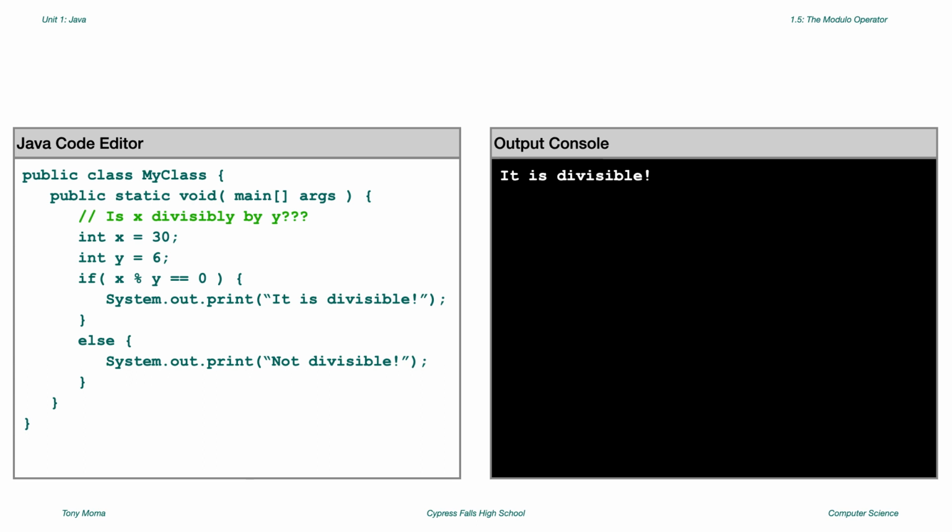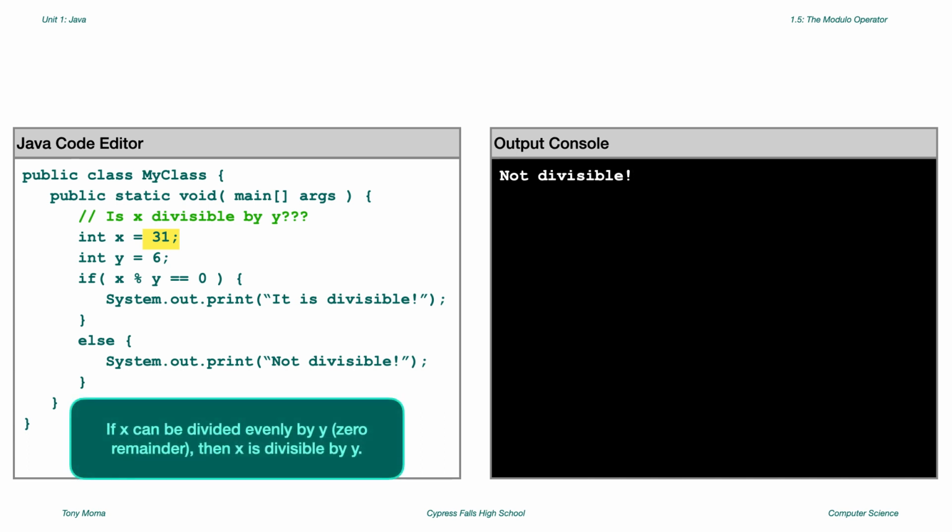Now, why is that? Well, we already know that 30 is divisible by 6 because when we divide 30 by 6, we get 5 with the remainder of 0. Henceforth, when we execute the Boolean condition x modulo y equals 0, we get true because, as we stated, 30 divided by 6 gives us a remainder of 0. Now let's say x, instead of being 30, was set equal to 31. 6 does not divide evenly into 31. Henceforth, when we perform the operation 31 modulo 6, we do not get 0. The Boolean condition will evaluate to false, and thus not divisible will get printed out.